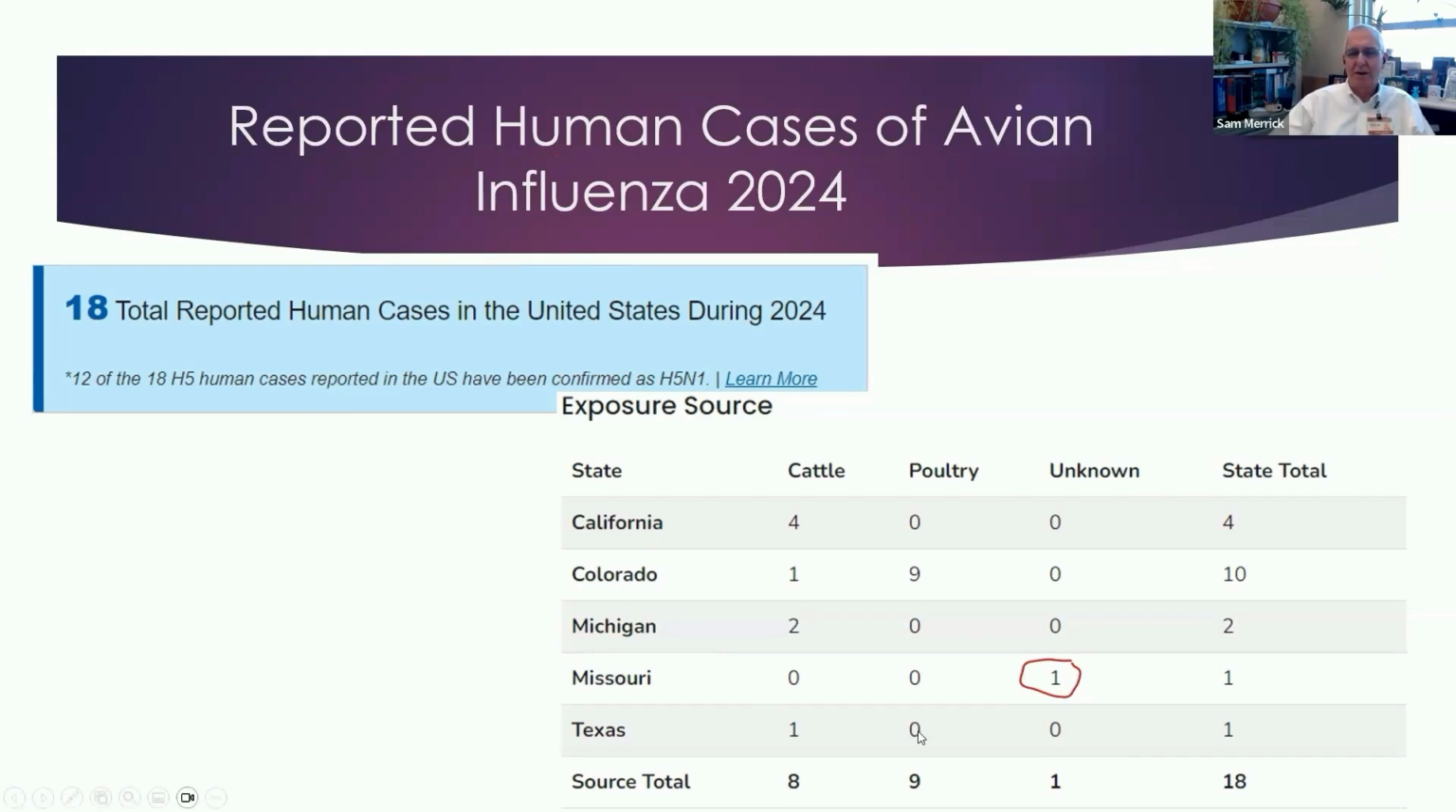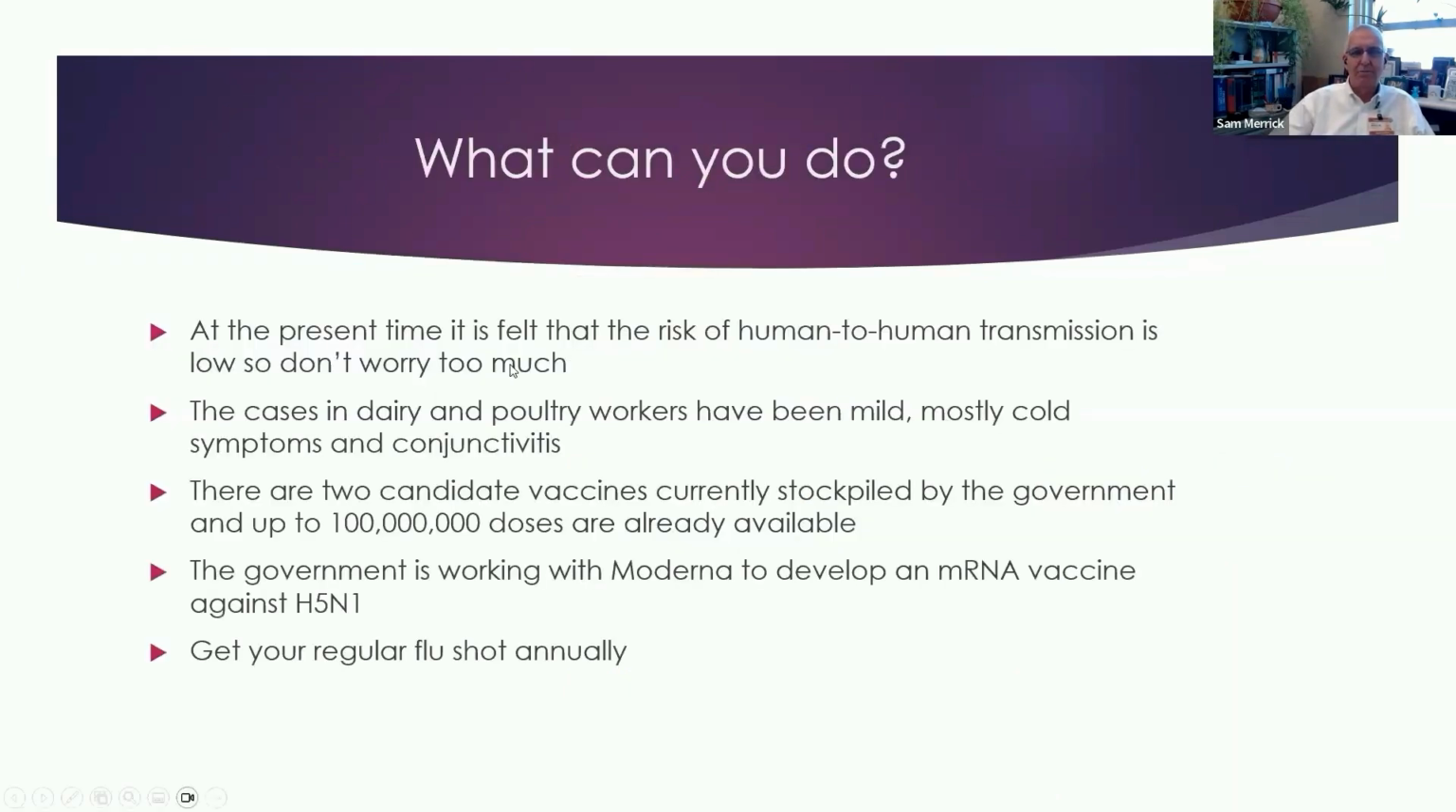But the vast majority of the cases, and there have been a handful, have been in cattle and poultry workers. The symptoms are typically pretty mild. No one has gotten seriously sick. This patient in Missouri was hospitalized, but did okay. Usually some conjunctivitis, inflammation of the eyes, and some cold symptoms. So what can we do? Like I said, try not to worry. At the moment, it's not felt that the risk of human-to-human transmission is high right now. As I mentioned, the cases have been pretty mild.